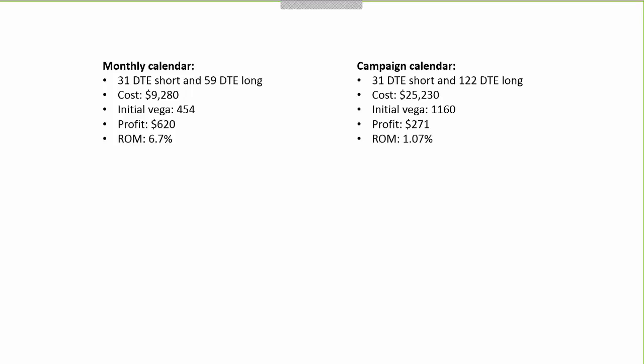Monthly calendar, which was the 30-60, cost was close to 10 grand. Over here, the campaign calendar, 2.5 times the price. That's fine because what we were actually doing was we wanted to increase our Vega exposure. We wanted to be very long Vega. That's why we paid more than 2.5 times the price. But look at what happened with the results. The short-term calendar made 6.7%. The long-term calendar we thought would be making a killing in made 1%.